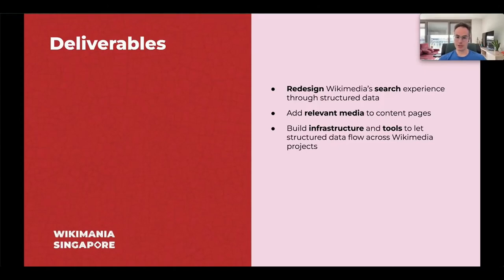These deliverables act as concrete mirrors to the goals we set. So first, we modernize the Wikimedia search experience. Second, we propose the addition of relevant media to content pages in the form of image suggestions. Third, we built the necessary infrastructure to enable structured data-intensive services in the form of data pipelines.